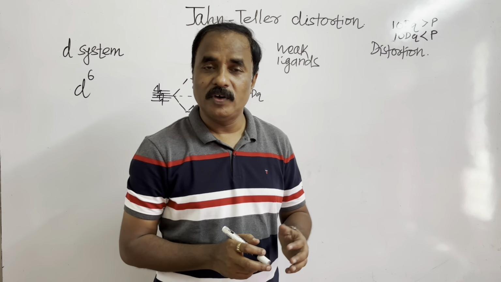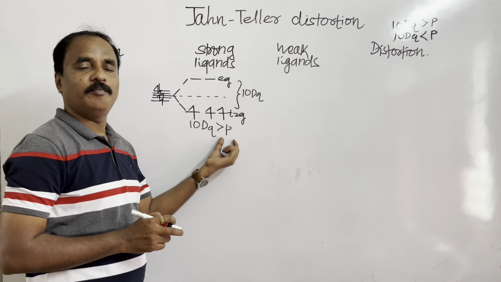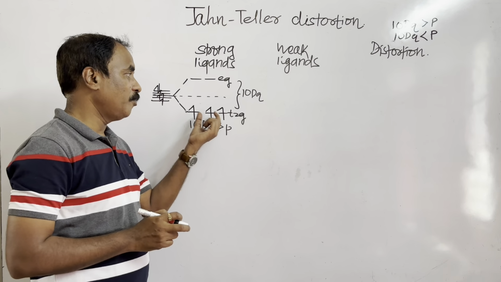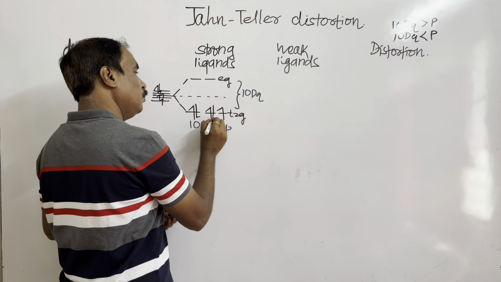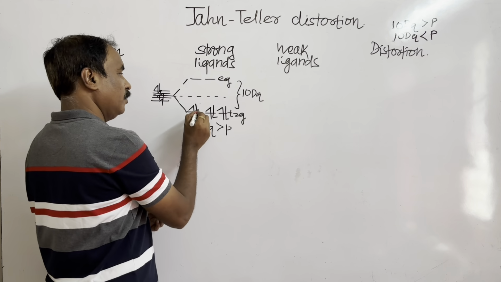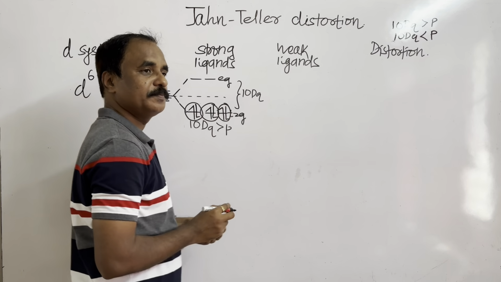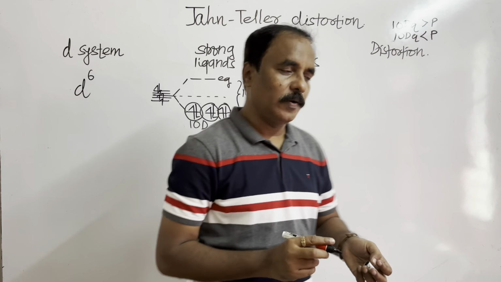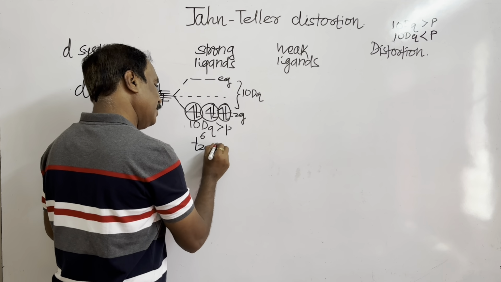Now what about the remaining 3 electrons? Here splitting is more, 10 Dq is greater than P, so here pairing will happen. Pairing energy is less, that is, here pairing of electrons in t2g only. Electrons are paired. So electronic configuration is t2g6 and eg0.